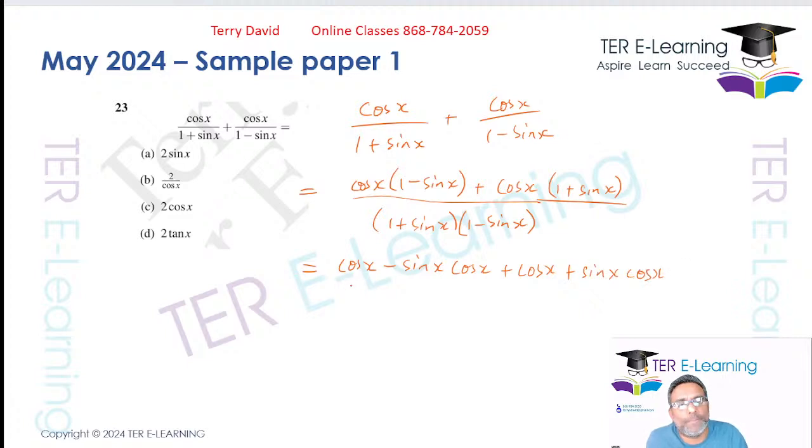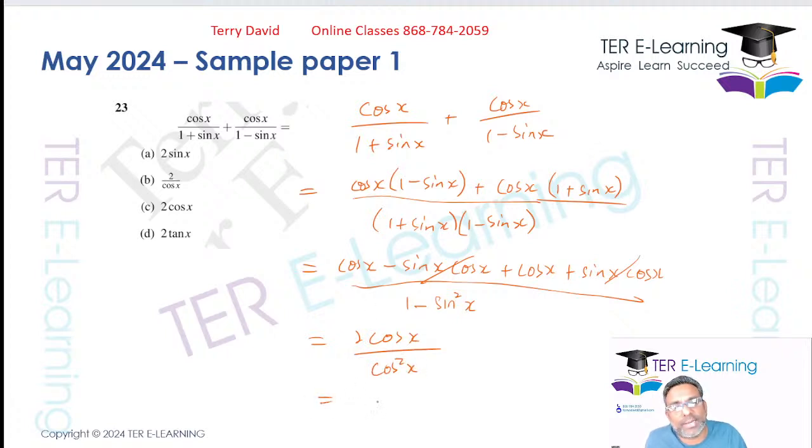all over. What you need to recognize at the bottom here is a difference of two squares. So that's the same as saying 1 minus sine squared x. On the numerator, things are going to cancel. This will cancel with this, and you will end up with just 2 cos x on top. Now 1 minus sine squared x is the same as saying cos squared x. So when I work this out, I'm going to get 2 over cos x. So the answer is going to be B.